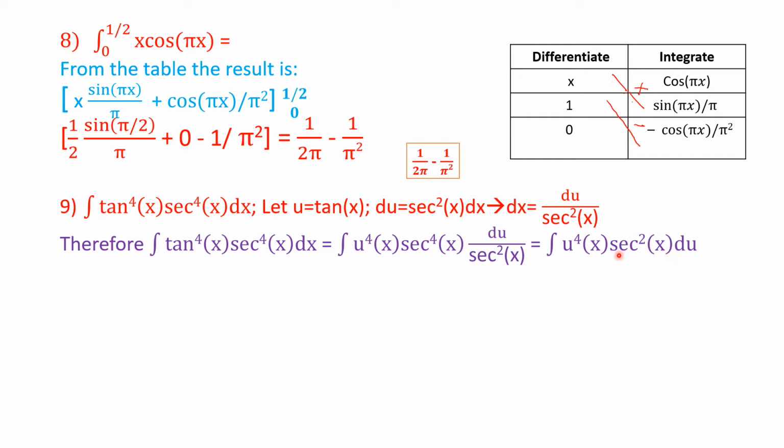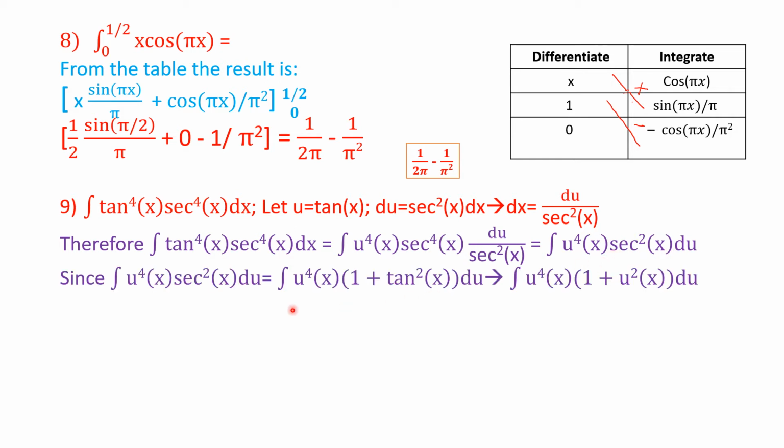Now we could go ahead and replace sec squared of x by its identity. So here is the original one, and here is u to the power 4 x, and over here this is the identity which represents sec squared of x. So 1 plus tan squared of x. But then we know that we have to also change tan squared of x to u squared. So this will be equal to u to the power 4 of x, and then 1 plus, instead of tan squared of x, u squared of x du.